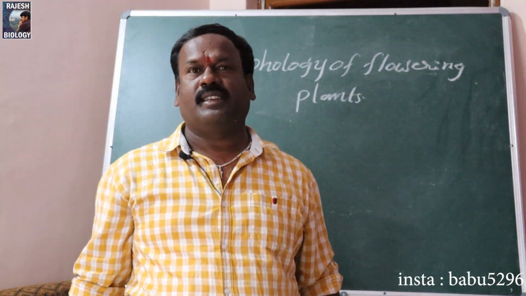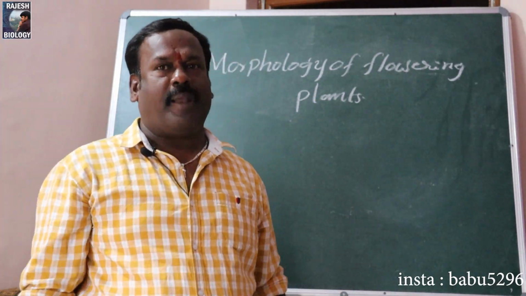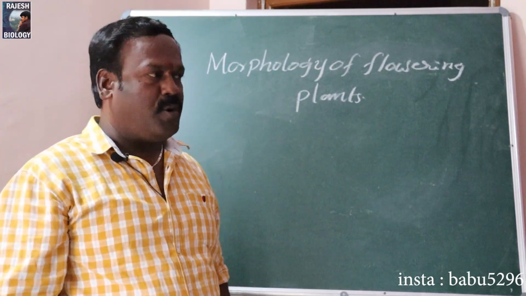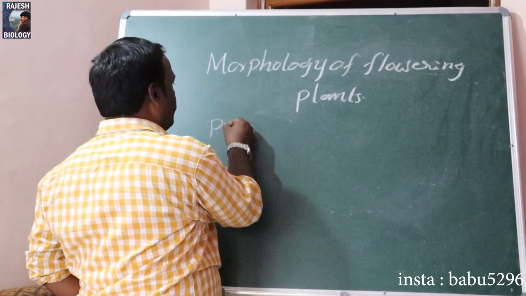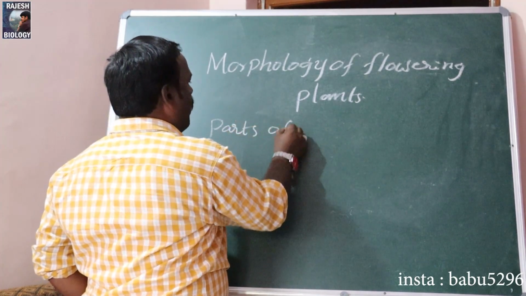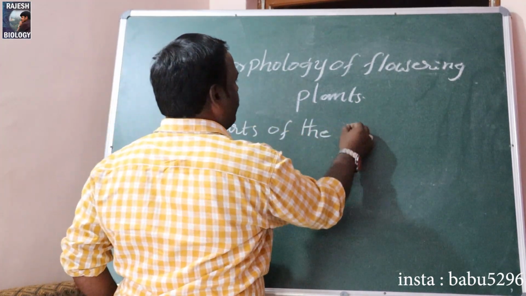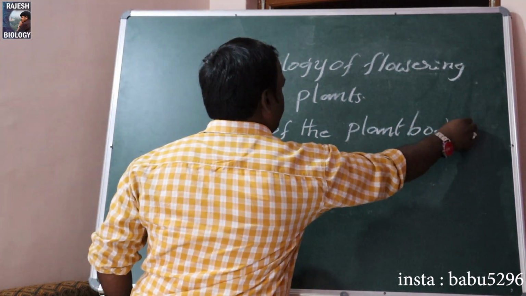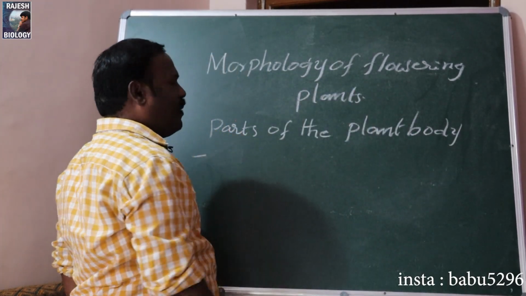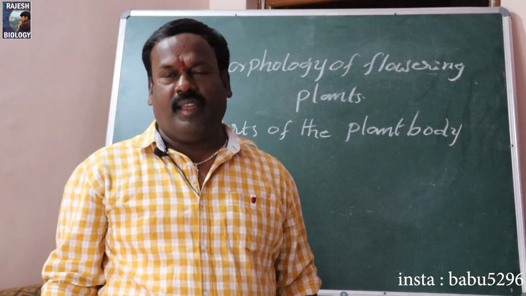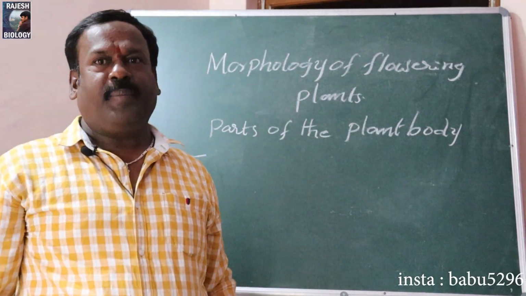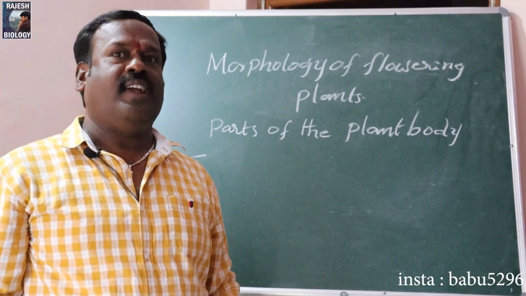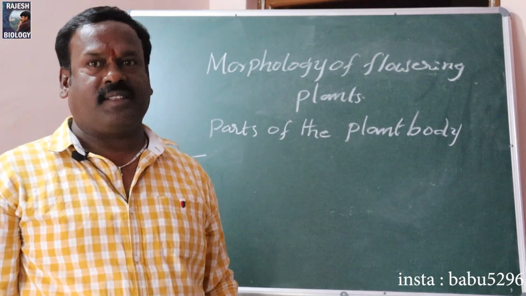So in the morphology of flowering plants, the subtopic is parts of the plant body. See here, what are the parts? In a total plant body, two main parts are there. One is vegetative parts, second one is reproductory part.